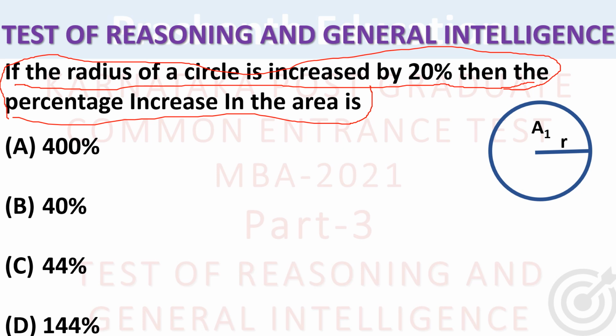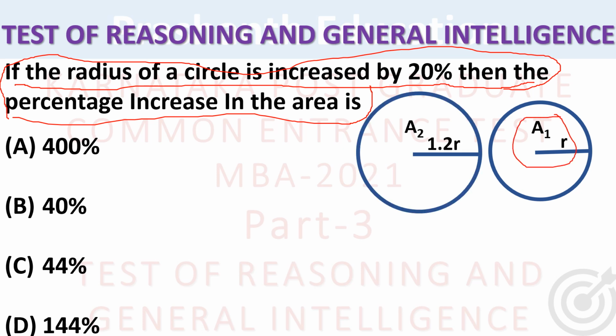So we have one circle A1 with radius R. They have increased the radius of that circle by 20%. So A2 will become 1.2 R. Most of you will get confused why I have put 1.2 R. It's 1 plus 20% more, that is 0.2. So this is one full radius plus 20% more, which I have put as 0.2. Both add together, it will become 1 plus 0.2, 1.2. That's what 1.2 refers to.